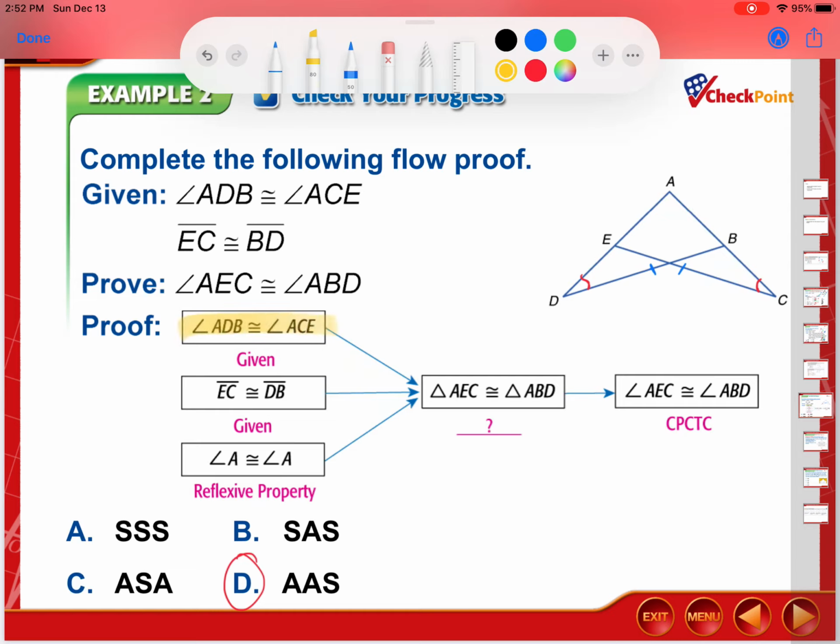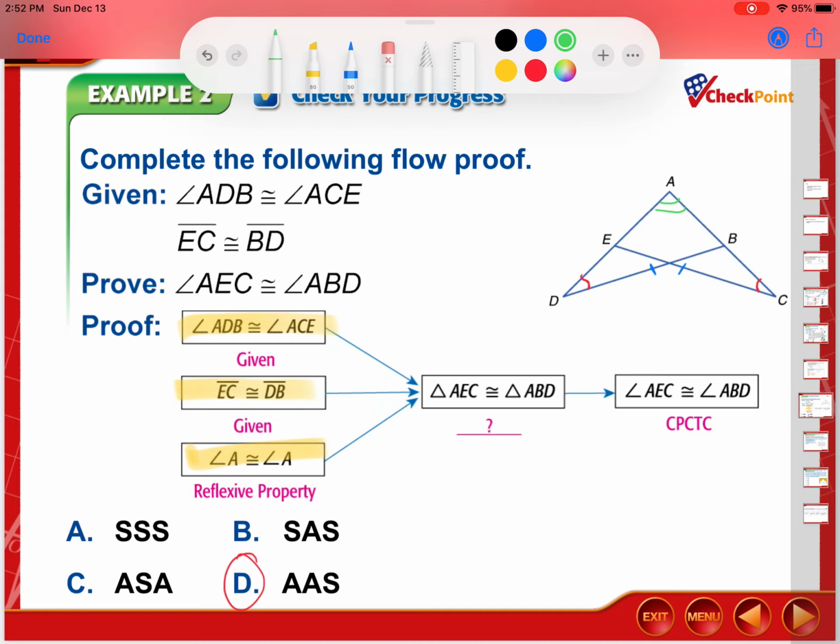So, looking at the stuff they've given us, the first two are our givens here. If we look down at our flow proof, the next thing they tell us is that angle A is the same as angle A, which is perfect because reflexive property demands it to be so. It's the same angle in both situations, so of course it's going to be the same.